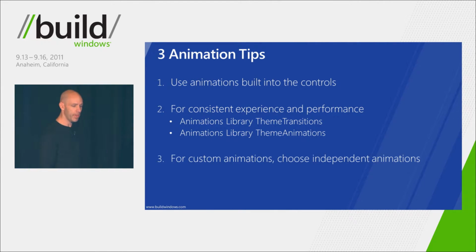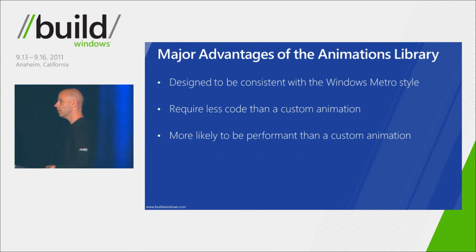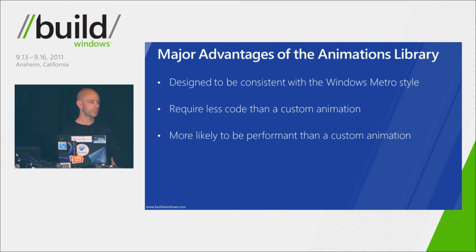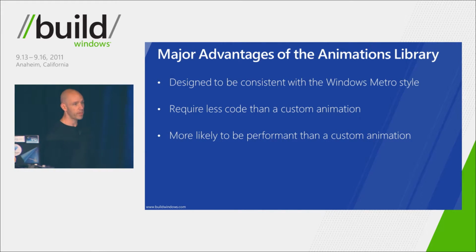They are all independent. And then for any custom animations where you just can't get what you want built into the controls, or you can't get what you want through the animations library, you want to build a custom animation using independent animations, which we showed some of with the double animations. And what's the major advantage? Again, you get that Metro-style consistency. It requires a lot less code than a custom animation, which you'll see in one of the demos. And they're likely to be more performant than a custom animation. I never say the words always or never, but they're likely to be more performant.